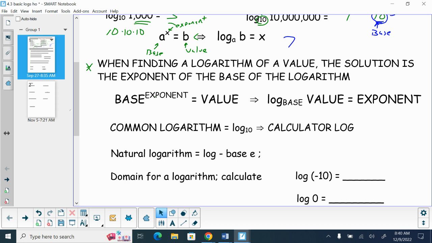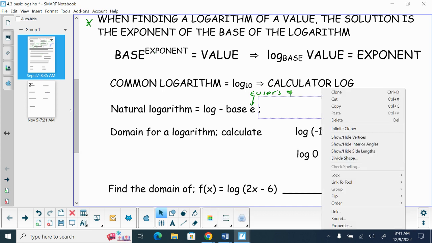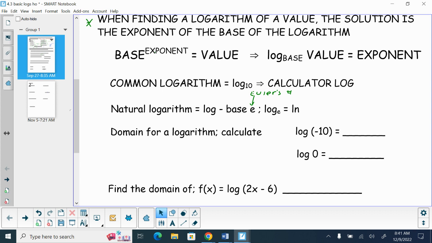You also have what is called a natural log, which is a log base e. Once again, log base e. Base e is Euler's number. This is your log base e, which is your ln, log natural. You also have an ln button on your calculator.